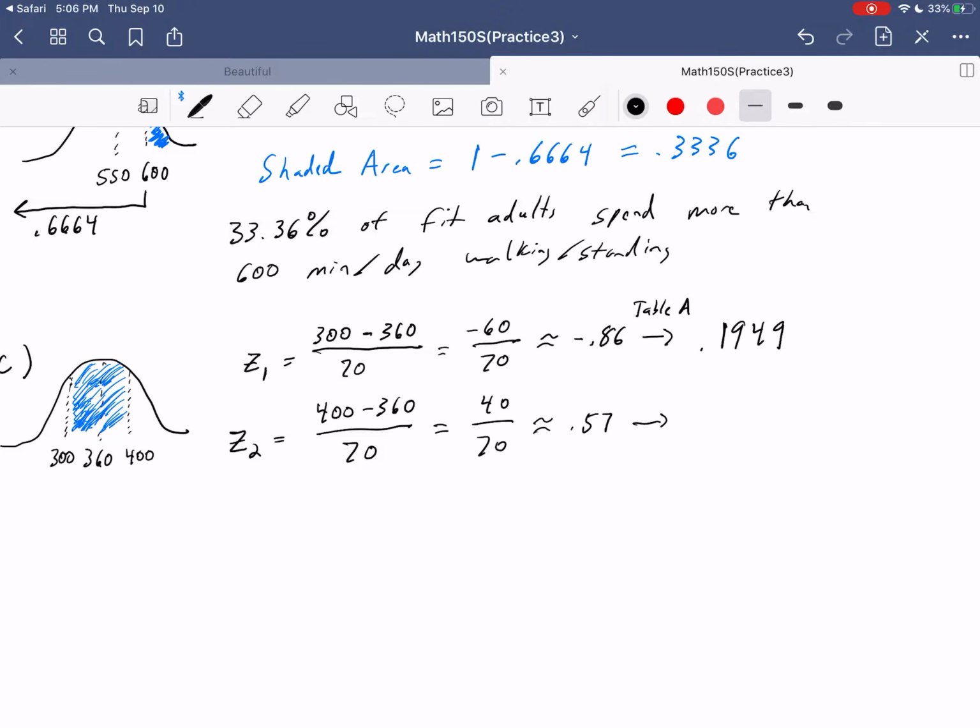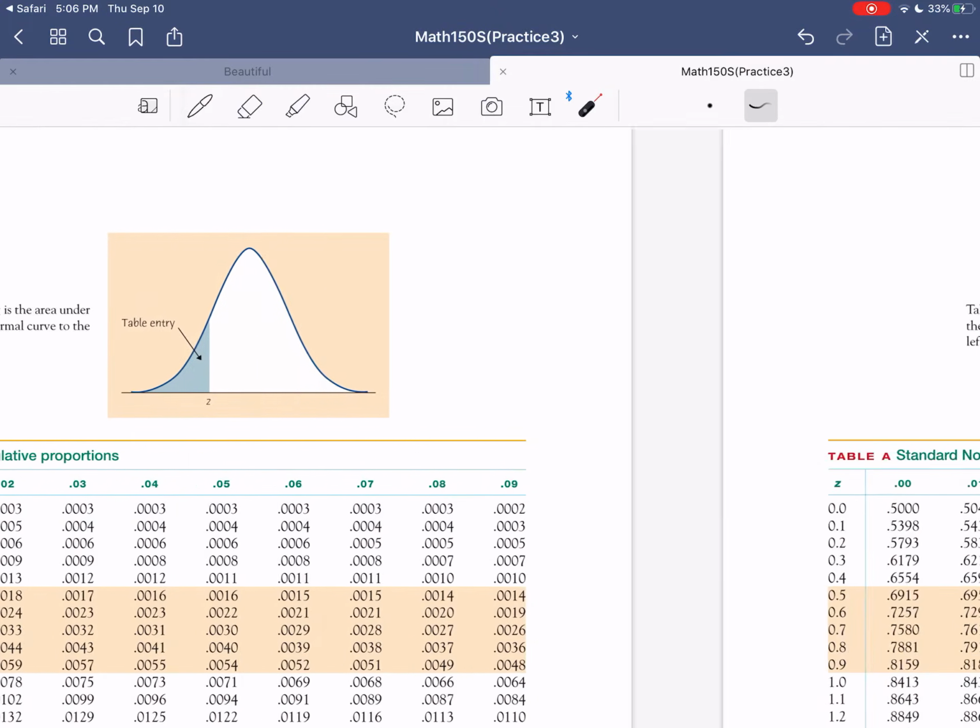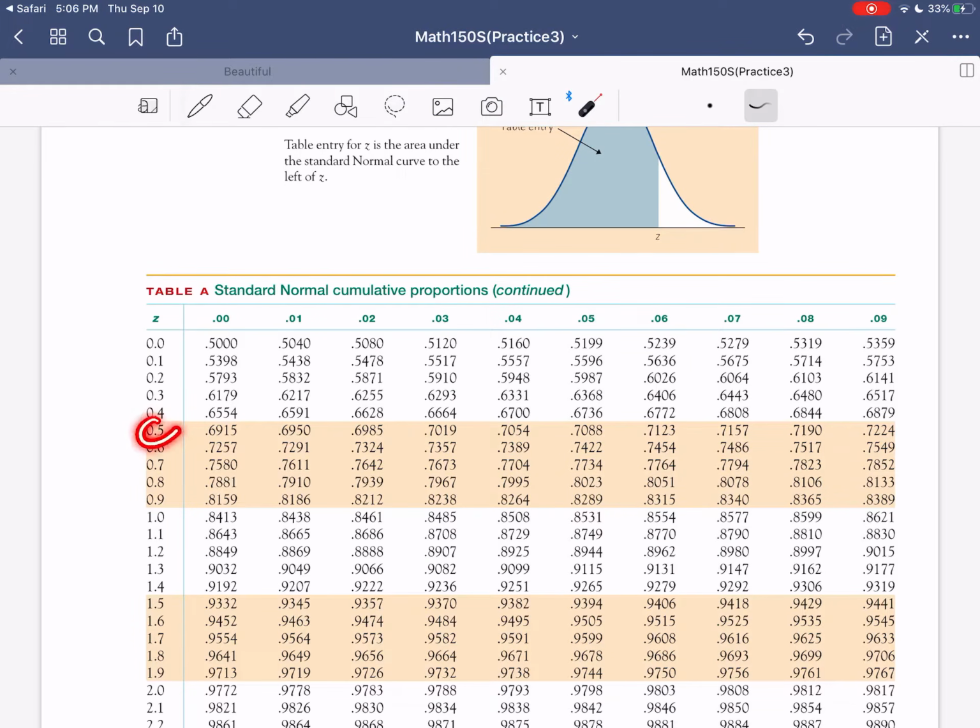Okay, let's go ahead and look that up on table A. So again, we're looking for 0.57, so 0.5 and 7. So we'll go to the positive side. There's 0.5, there's 0.7.